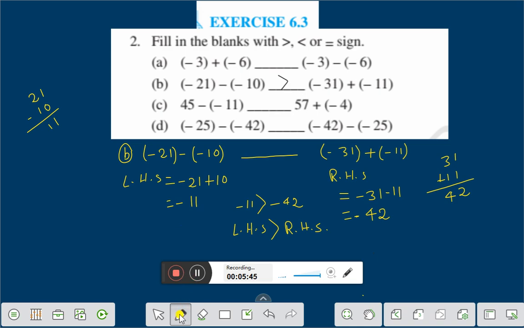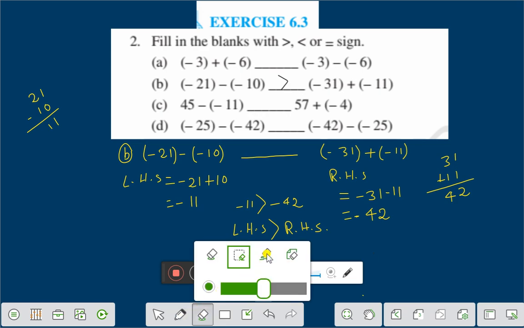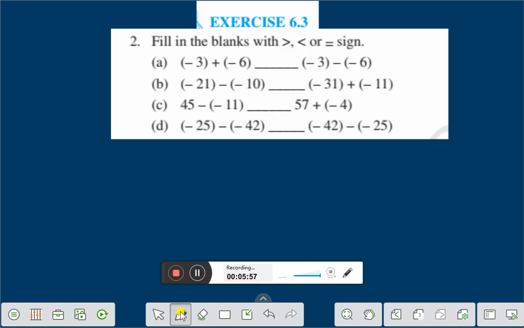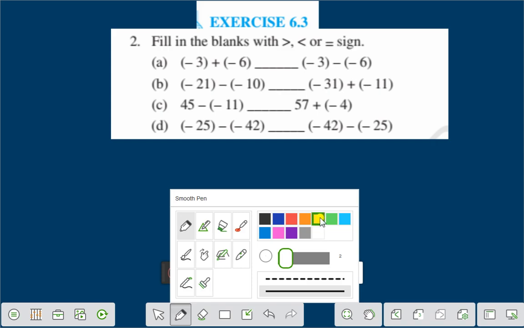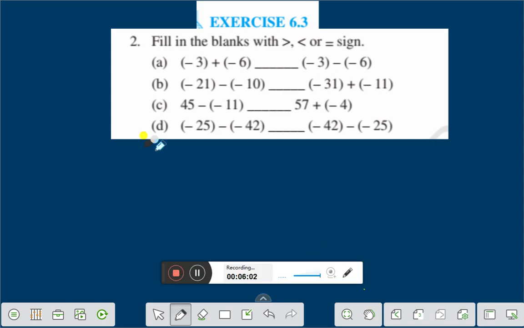Next, we solve question number C. Now you find what is question number C. Question number C is 45 minus of minus 11 dash 57 plus of minus 4, right?